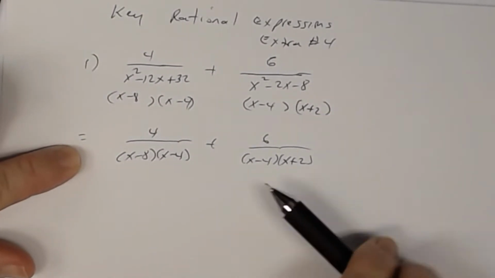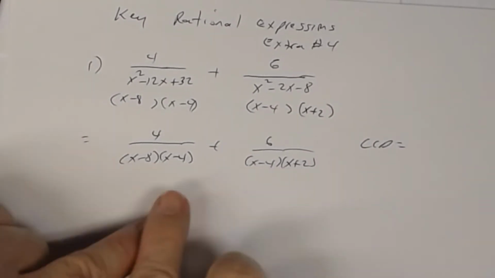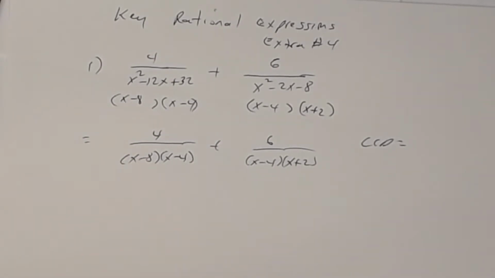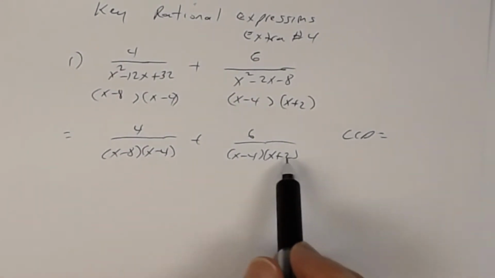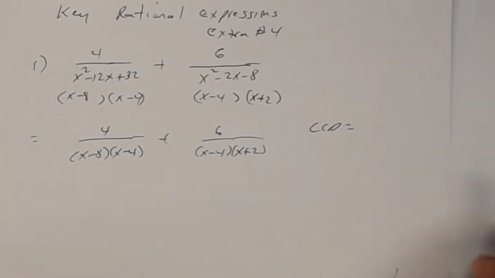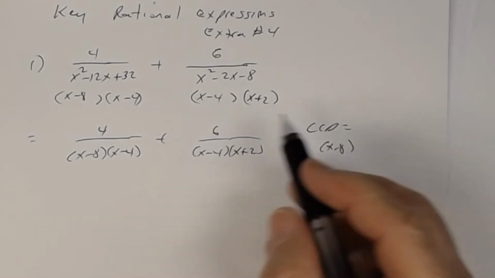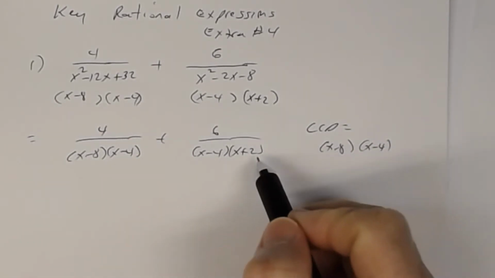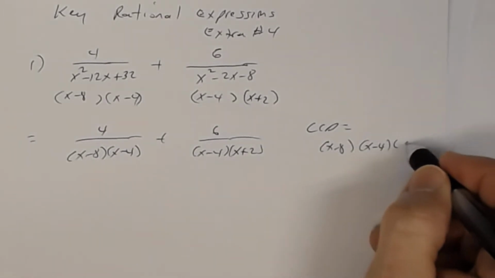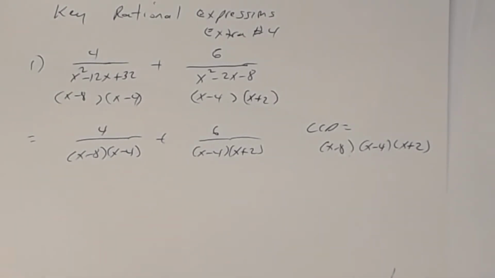Now, once you get to this point, you have to find the least common denominator, because you cannot add these yet. You cannot put this as one rational expression because the denominators are not the same. See, they look totally different. So remember, the least common denominator must include every factor you see. I see an x minus 8, I have to use it, so it has to be part of my LCD. I see an x minus 4, it has to be part of my LCD. I see an x minus 4, I already have it. I see an x plus 2, I don't see it, so it's got to be part of my LCD. So notice that the least common denominator is made up of those three factors.